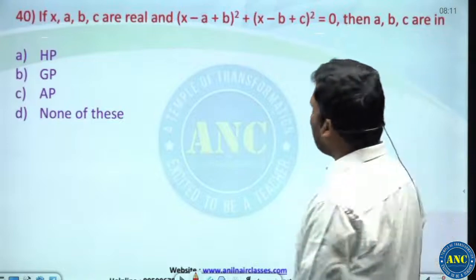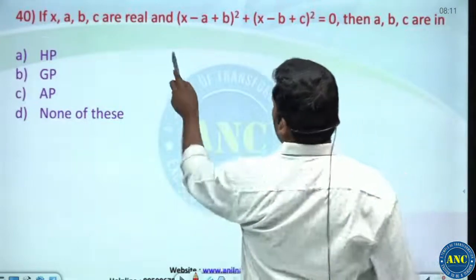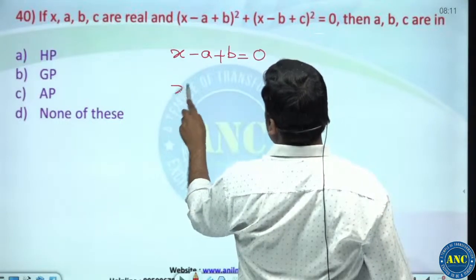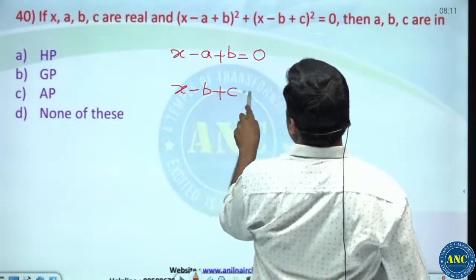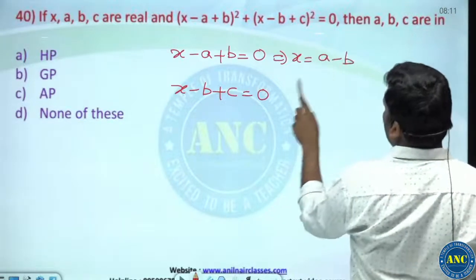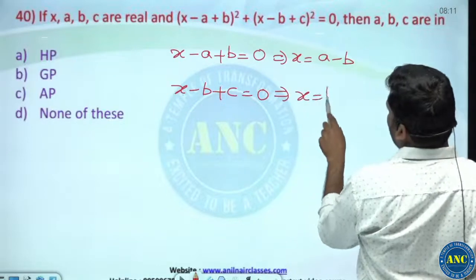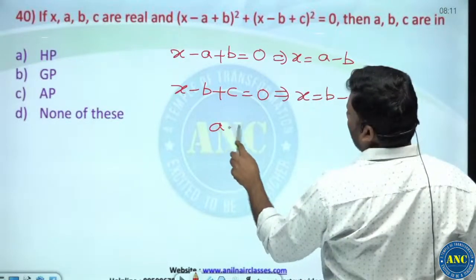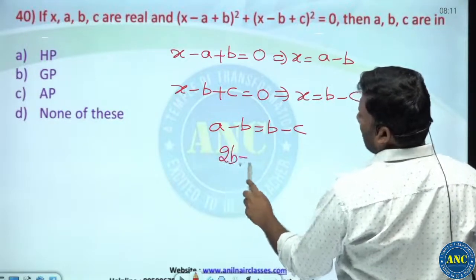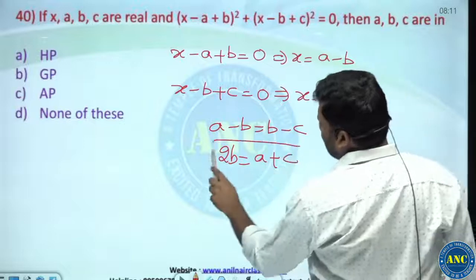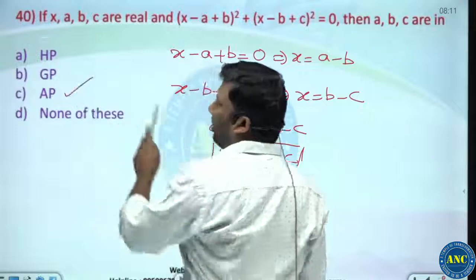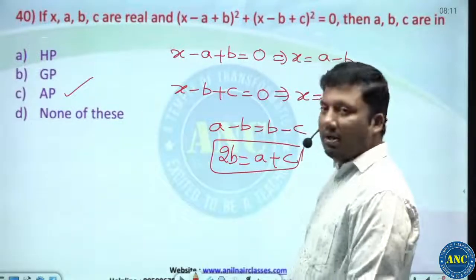A, b, c, x are real. Square functions, both are equivalent to 0. That is only possible when x minus a plus b is equivalent to 0 or x minus b plus c is equivalent to 0. That means x will be equivalent to a minus b, x will be equivalent to b minus c. A minus b is equivalent to b minus c. 2b is equivalent to a plus c. 2b is equivalent to a plus c means a, b, c are in which progression? Arithmetic progression. A, b, c are in arithmetic progression.